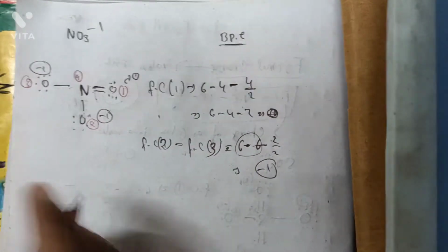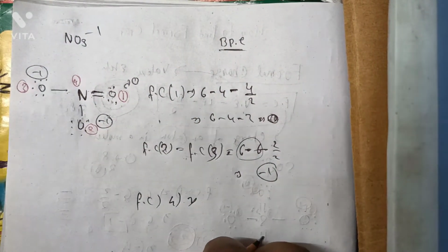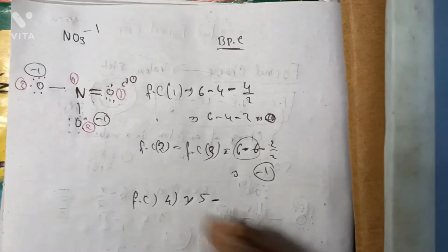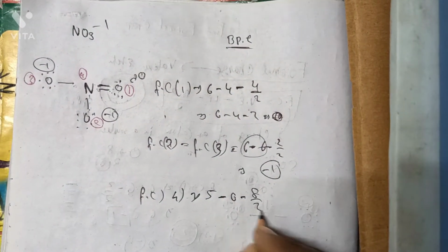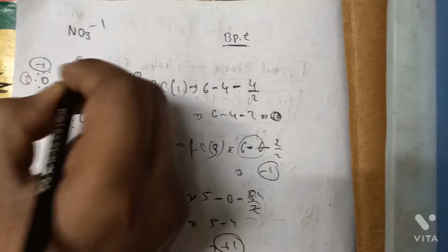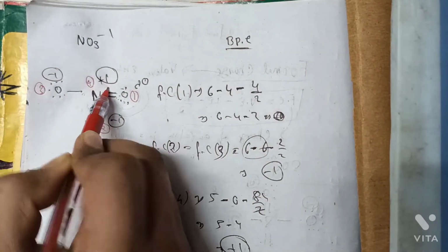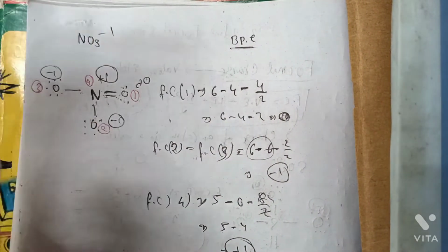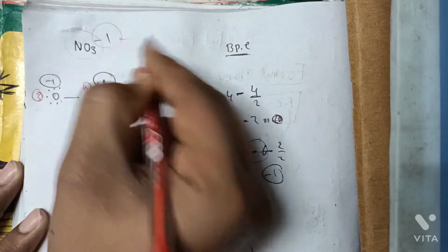Now the formal charge for number 4 atom, nitrogen. We all know that it has 5 electrons in its outermost shell. No lone pair, bond pair 1, 2, 3, 4, 5, 6, 7, 8, 8 by 2. So 5 minus 4 is plus 1. If you see, this minus 1 and this plus 1 compensate each other, that means they cancel out. That means the only charge left is minus 1. That is why nitrate ion has minus 1 charge only.